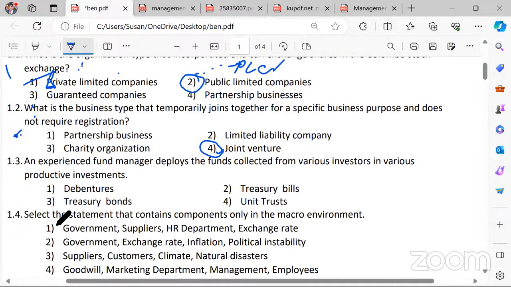Right, 1, 3. This is regarding the financial market. An experienced fund manager deploys funds collected from various investors in various productive investments, right? It's like this. Now you have discussed this in economics too, right? Economics too, when you discuss the financial market.